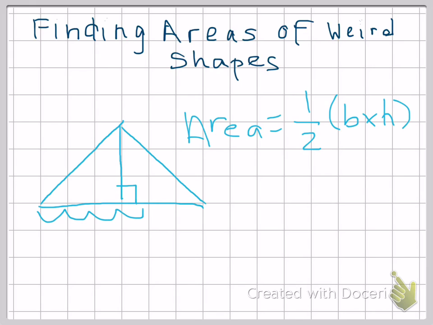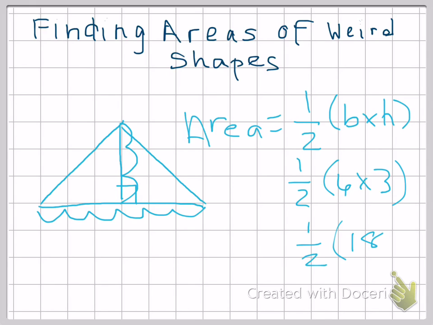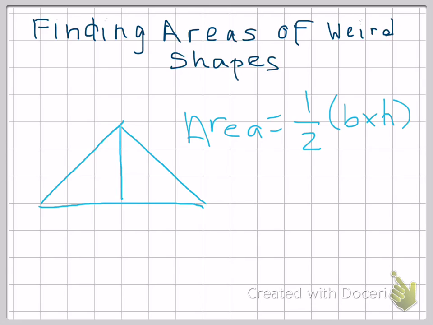1, 2, 3, 4, 5, 6, times the height, which is 1, 2, 3. So half of 18 is 9. So once again, the area is 9. That's kind of weird. I didn't plan it that way, by the way. That just kind of turned out that way.